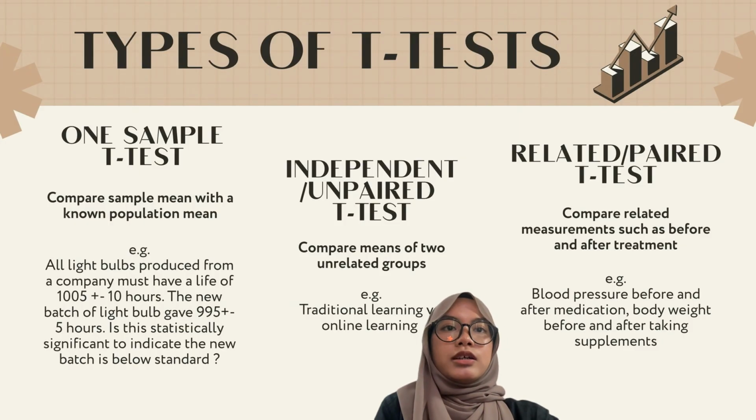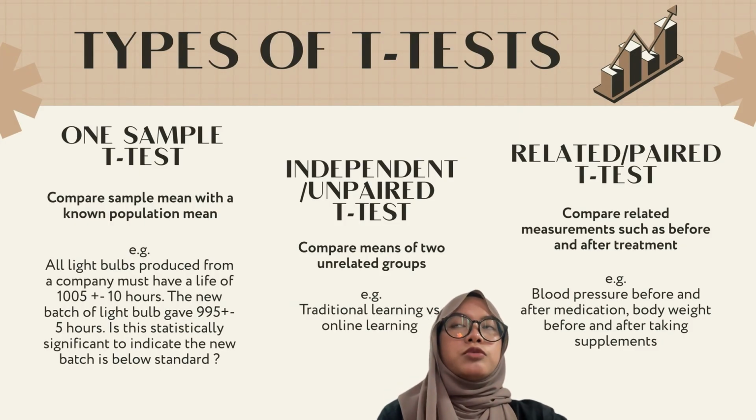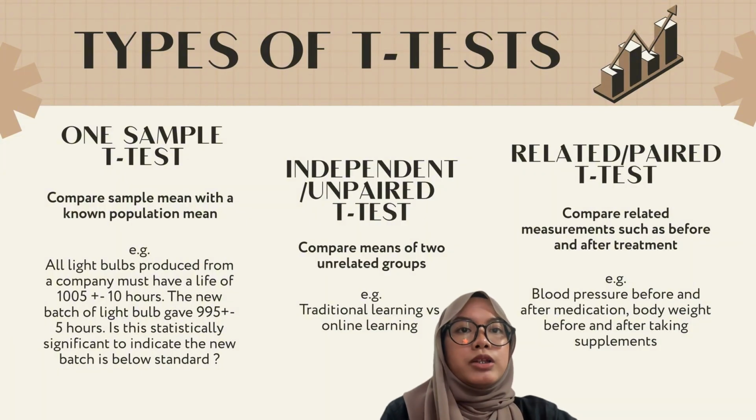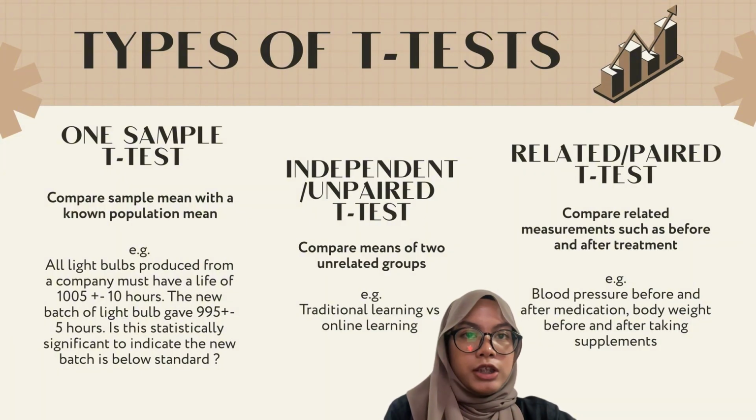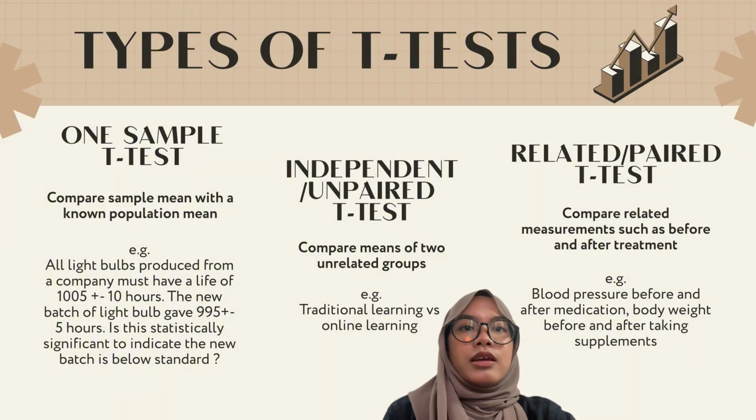The first one is the one sample t-test, and this test is used when we want to compare the mean of a sample with a known population mean or a standard value. For example, suppose a company states that the average lifespan of its light bulbs should be 1005 hours plus or minus 10 hours. However, a new batch of light bulbs gave 995 hours plus or minus 5 hours. So a one sample t-test can be used to determine whether the observed difference is statistically significant and whether the new batch falls below the required standard or not.